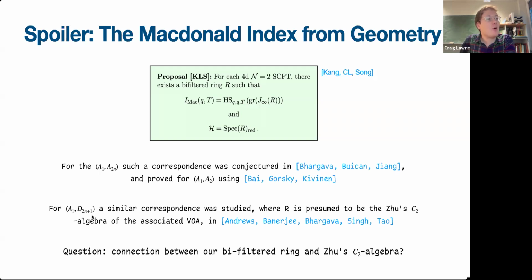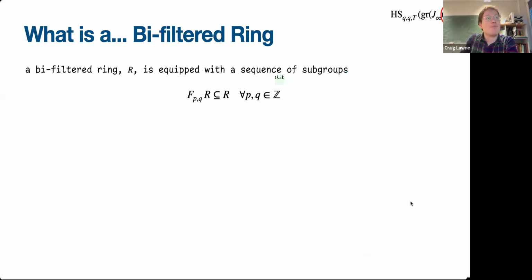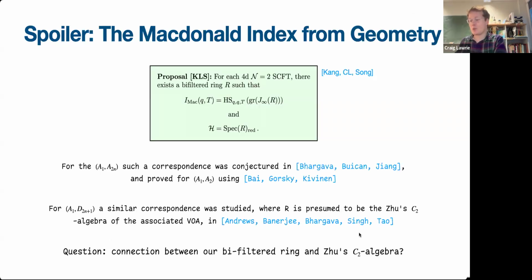Similarly, for the A1, D2n plus 1 theories, a similar correspondence was studied in this paper, which I think came out about two weeks before our paper, much to our surprise. There, the ring that they considered was not a priori the same as the bifiltered ring we consider, but it was what's called Zhu's C2 algebra of the associated VOA. I will explain in some places the connections between the C2 algebra and the ring we define, although it's not entirely clear what the connection always is, in particular relating to the bifiltration.